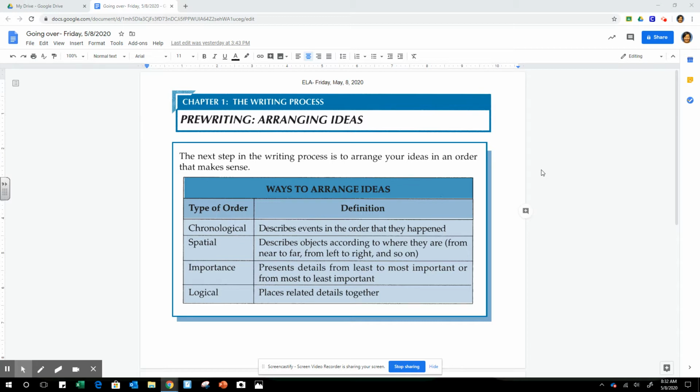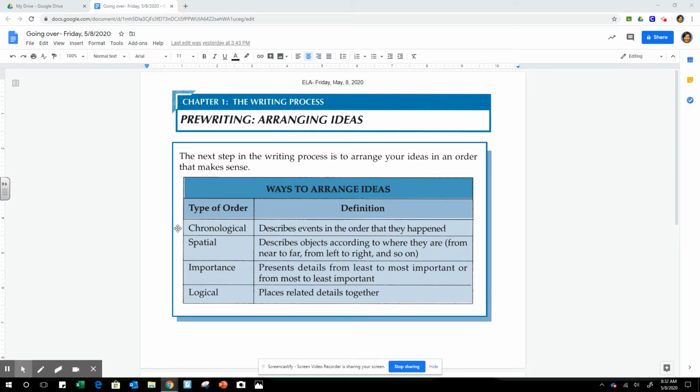The writing process, pre-writing and arranging ideas. The next step in the writing process is to arrange your ideas in an order that makes sense. These are different ways to arrange your ideas, to put your ideas in an order that others can understand, an organized order. So here's four different types of order. We've got chronological, spatial, importance, and logical.